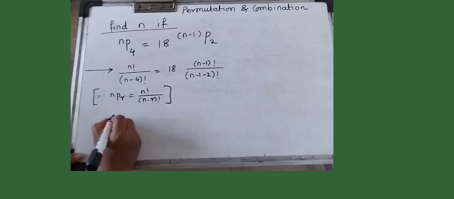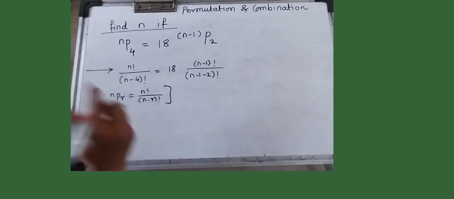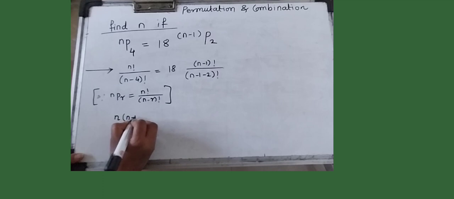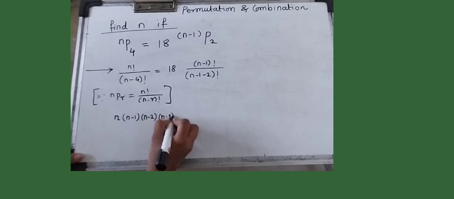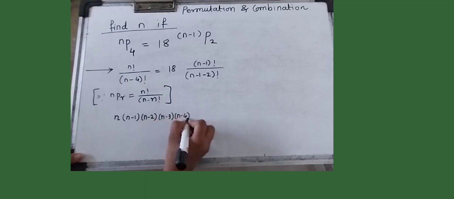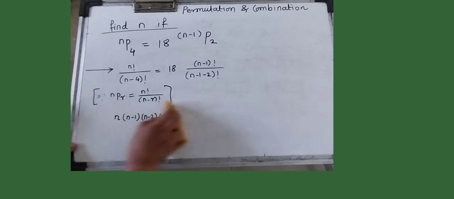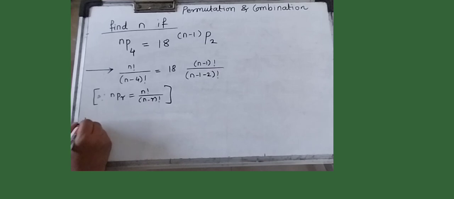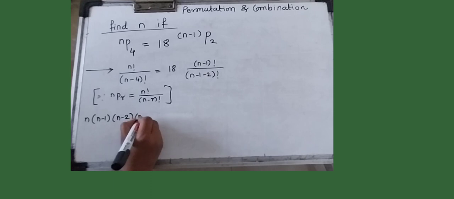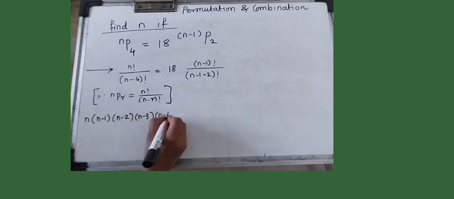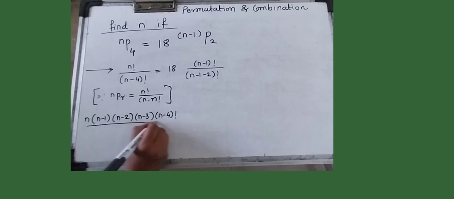So I write here n, this one, n minus 1 into n minus 2 into n minus 3 up to n minus 4 bracket factorial. I write it as n into n minus 1, n minus 2, n minus 3, n minus 4 bracket factorial. This is n minus 4 bracket factorial as it is. This term and this term get cancelled.